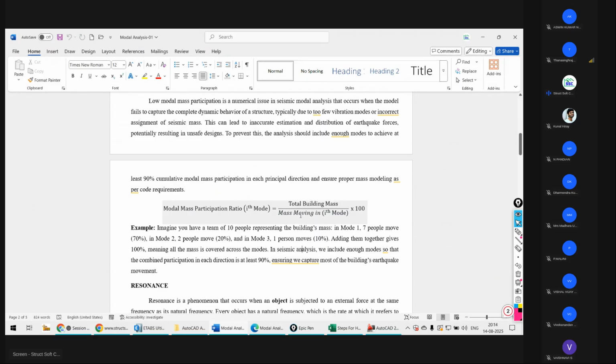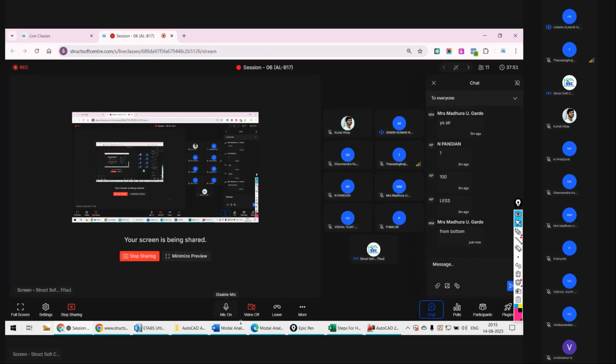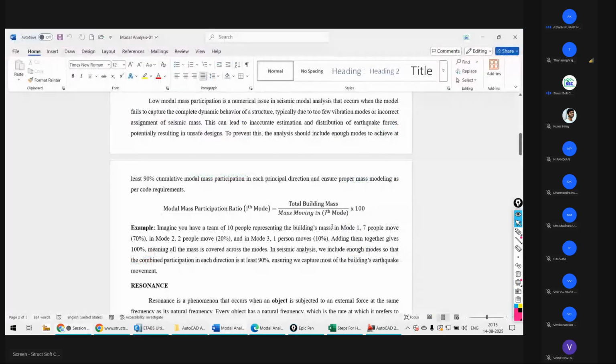Okay, so mass participation in that particular mode and total mass. Just a minute. By multiplying by 100, you will get the mass participation. Yes, please. सर ये जो दिया हुआ है, ये मास पार्टिसिपेशन का जो फॉर्मूला दिए हैं सर, उसको थोड़ा दिखाइए तो सर। Just a minute. Yeah, have a look over it.